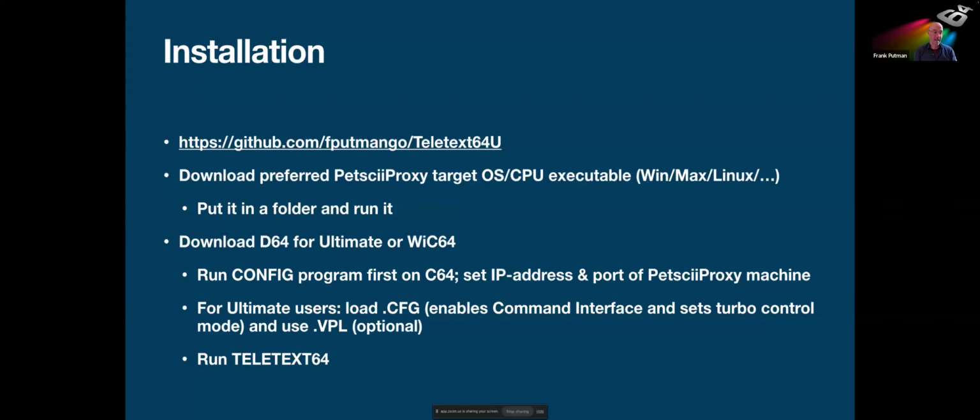The first thing you have to do is run a config program to set the IP address of the proxy program. And the Ultimate users have to enable the command interface, and I provided the CFG file for that. And it also sets the turbo control mode to the right position. And like I said, you can use an optional VBL file for those bright colors. And you run it, so then that's basically it.